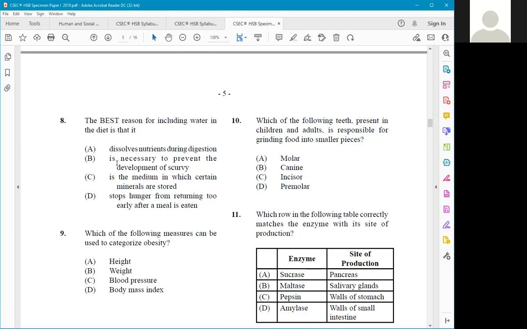Water is important in the diet because it stops hunger from returning. It stops hunger from returning too early after a meal is eaten. That's really out because of the amount of water I would be drinking. So A is the correct answer. It dissolves nutrients during digestion.